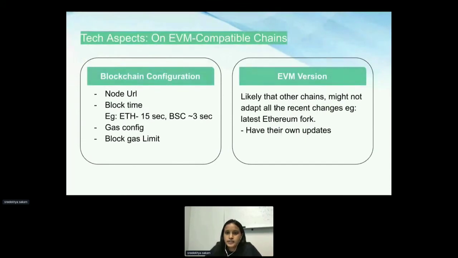The second one would be EVM versions. When you're trying to deploy on other chains, you have to take note that the particular chain is accepting all the latest forks. For example, the latest Ethereum fork changed the way the gas is calculated. It might be highly likely that the chain you're looking at might not adopt all the changes either. They might have their own updates and slowly diverge, becoming less compatible as well.